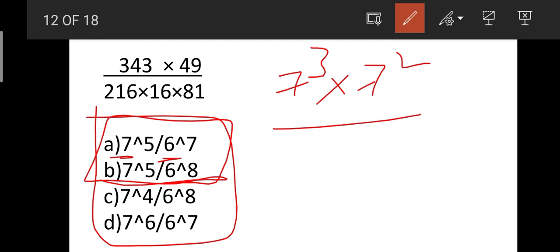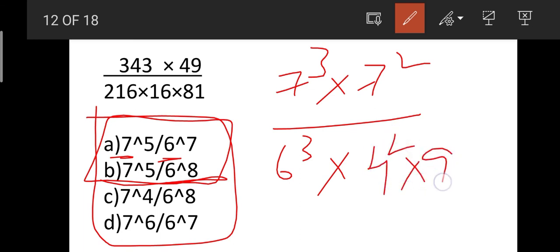So 2 power 16, it is nothing but 6 cube. Now you will get a question here. 16 into 81, how can we convert it into 6 powers? So then you can go for, it is 4 square and then it is 9 square. If we multiply these two, it becomes 36 square. How can we write 36 square?